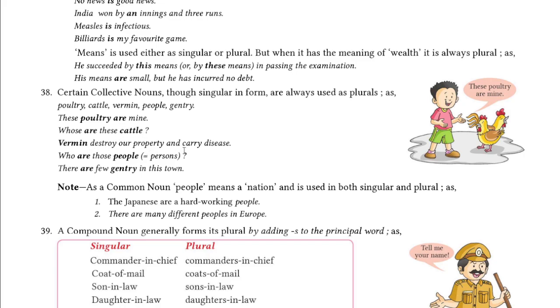Vermin destroy our property and carry disease. Vermin are basically animals and birds which destroy crops and are domestic animals. Destroy and carry indicate that vermin is being used as plural. Who are those people? Are indicates that people is being used as plural. There are few gentry in this town. Gentry means people of highest social rank or higher social rank. So are indicates that gentry is being used as a plural noun.